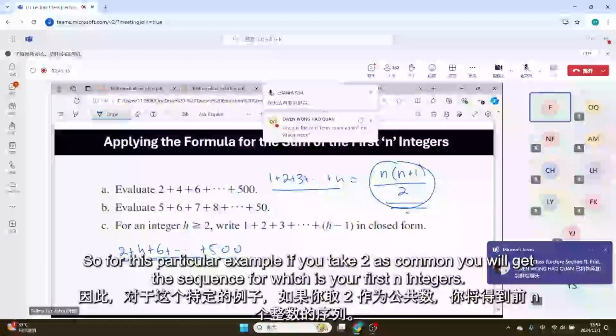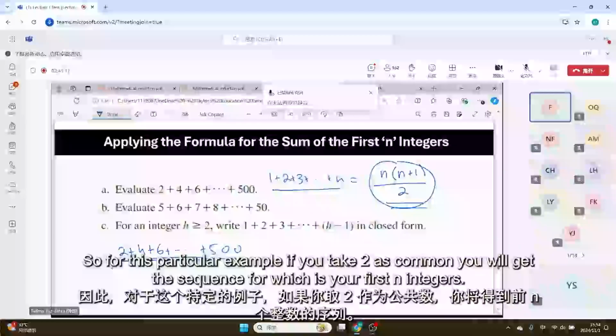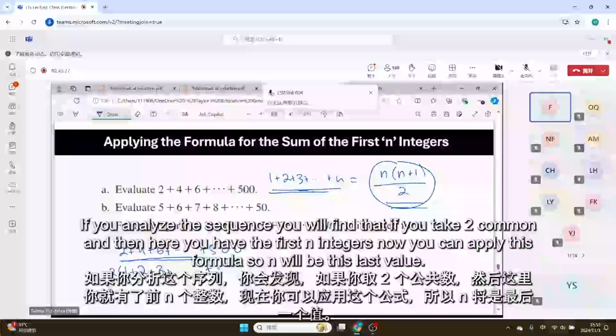So for this particular example, if you take 2 as common, you will get the sequence for which is your first n integers. Okay, if you analyze this sequence, you will find that if you take 2 common, you see 2 ones are 2, then 2 twos are 4, 2 threes are 6. So you're taking 2 common, and then here you have the first n integers.